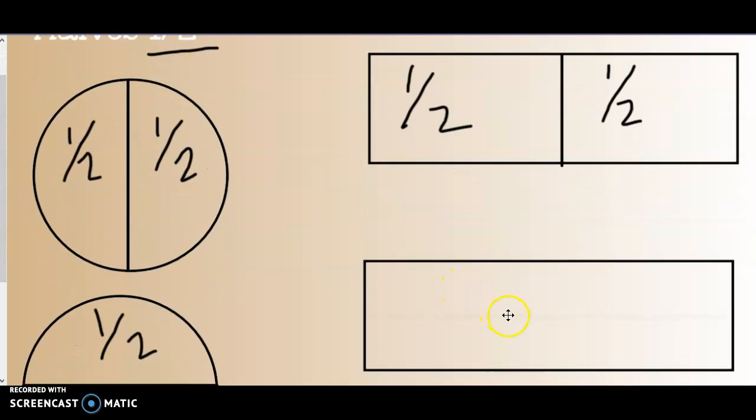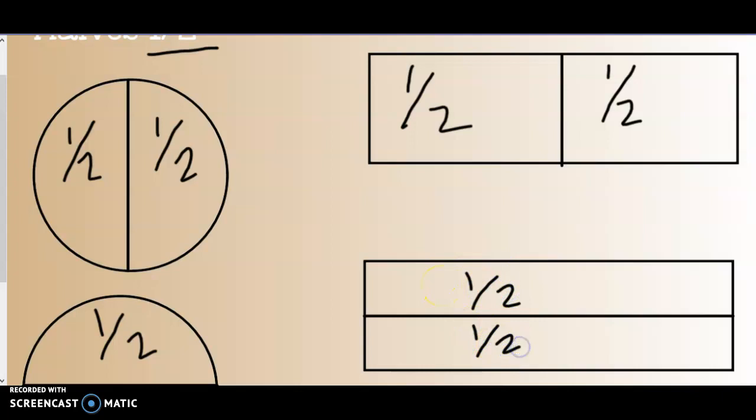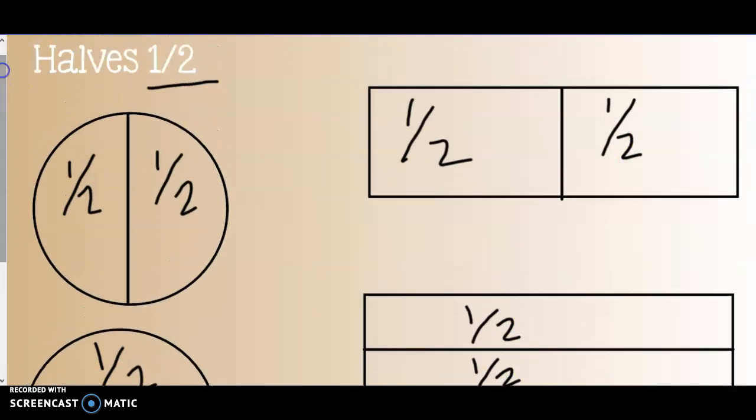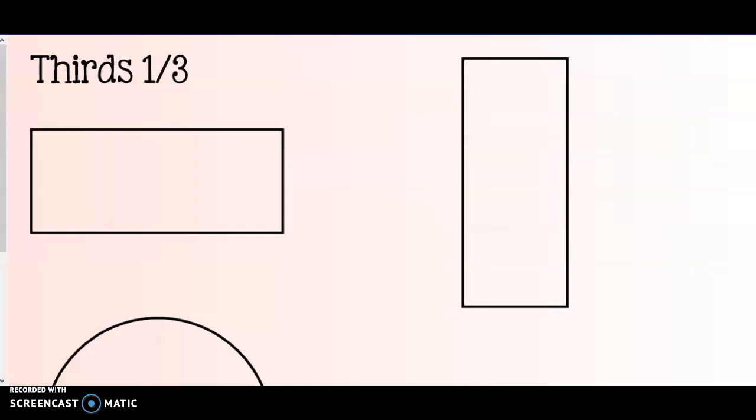Another way that we can split it in half is directly across. Okay? And again, this is equal to 1/2. And this 1/2 is basically saying this is 1 out of 2 pieces. 1 out of 2 pieces. Halves. Okay, let's move on to our next one.